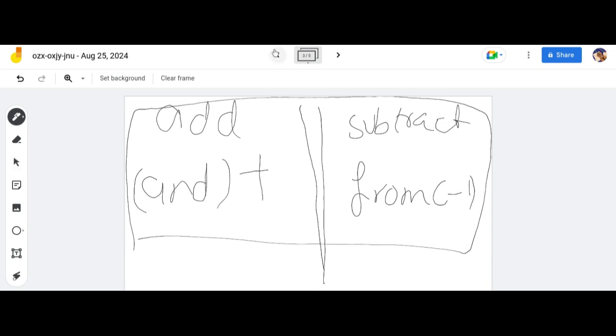Can I move to the previous page? Checking. Yeah. Okay. Yes.